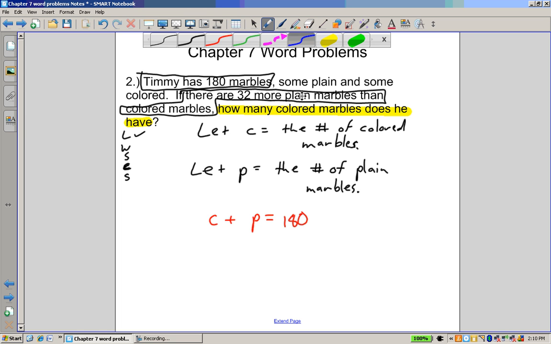But there's more plain marbles, so I'm going to do the one that has more first. The one that has less, I'm going to subtract from the one that has more. So the one that has more minus the one that has less equals the difference. There are 32 more of the plain than there are colored. So if I do plain marbles minus colored marbles, it equals 32 marbles. So that's my favorite way of doing that. And again, it's not the only way, but it's just a way you could do it.